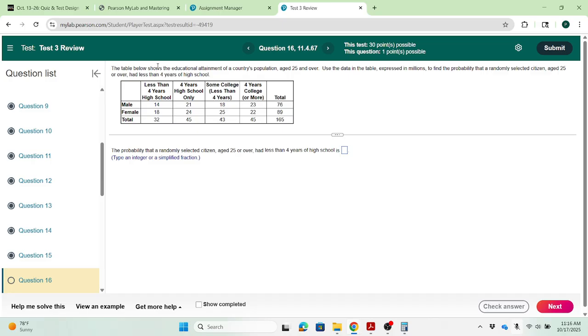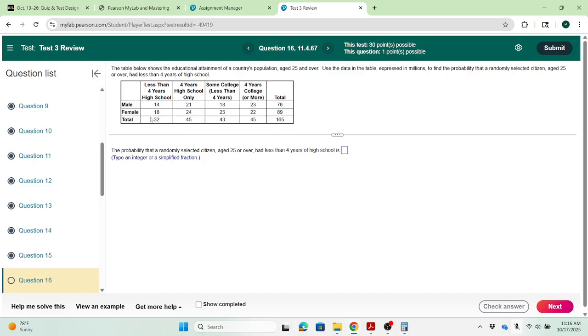The table below shows the educational attainment of a country's population aged 25 and over. Use the data in the table, expressed in millions, to find the probability that a randomly selected citizen aged 25 or over had less than 4 years of high school. Find the column for less than 4 years of high school. It's the first column.